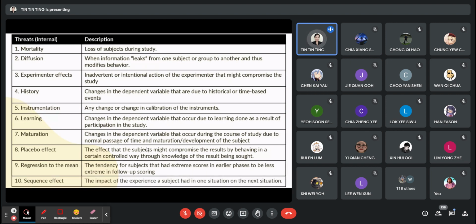And lastly, sequence effect: the impact of the experience a subject had in one situation on the next situation. This is almost the same as the history here. This is the same as the history because of the previous situation which caused you to change your behavior in the next situation in your experiment.